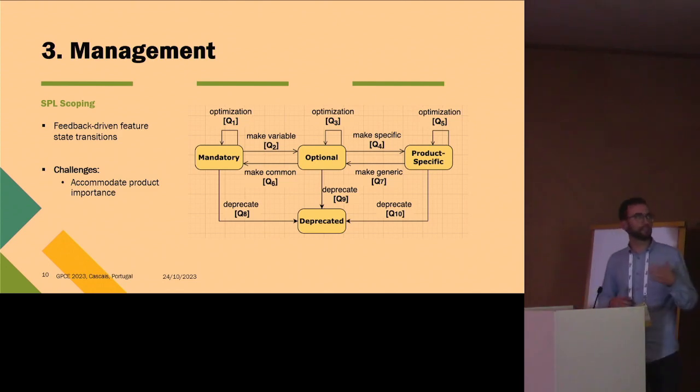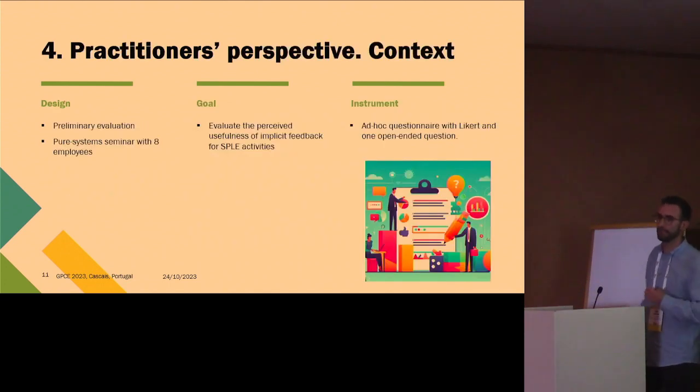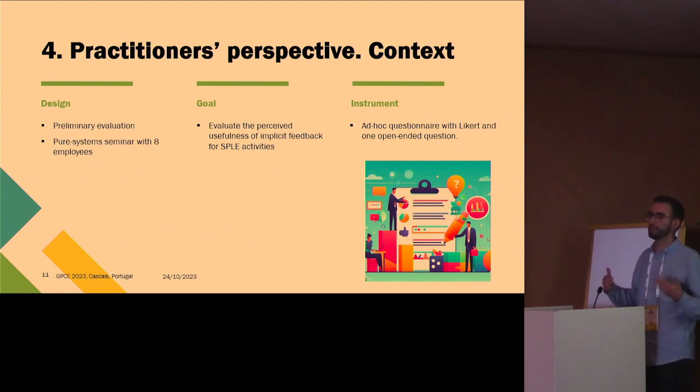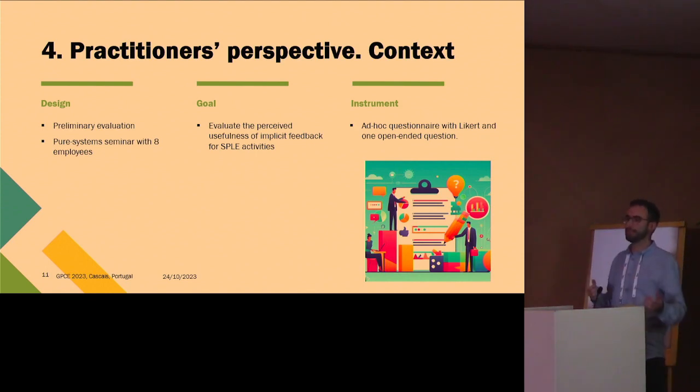So to validate this vision or these thoughts of identified activities, we made a preliminary evaluation with 8 practitioners from Pure Systems. Pure Systems is a leading product line consulting company from Europe. It has its own product line management or variant management system called Pure Variants. We performed a preliminary evaluation with 8 of its employees, trying to evaluate their perceived usefulness of implicit feedback for the mentioned 6 activities.